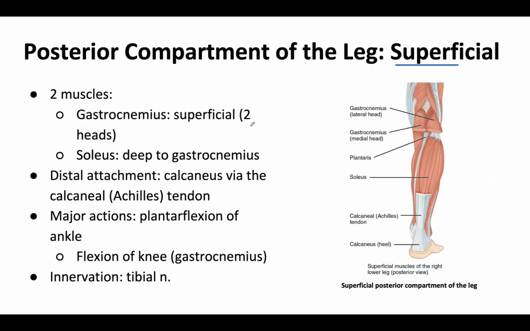And it's composed of two relatively large muscles. You're going to have the gastrocnemius, which is superficial, and it actually has two heads.